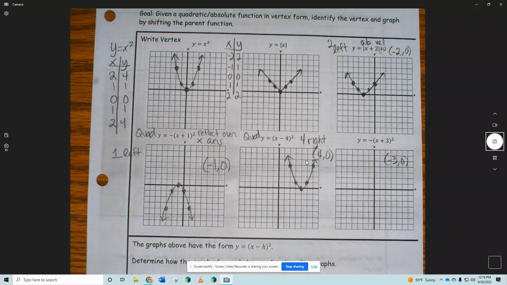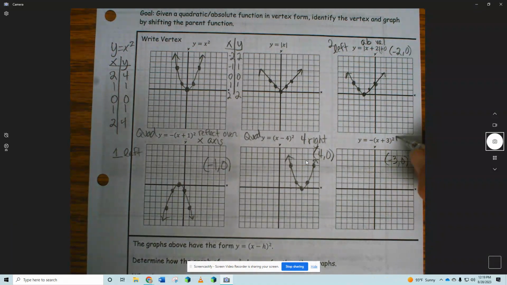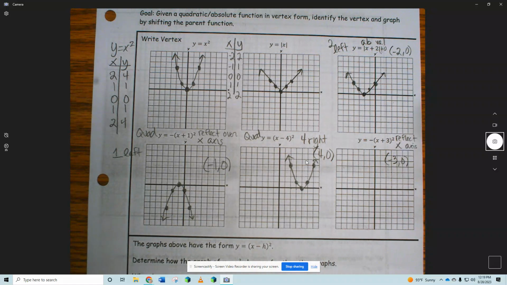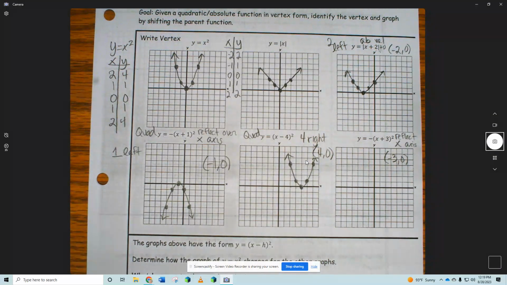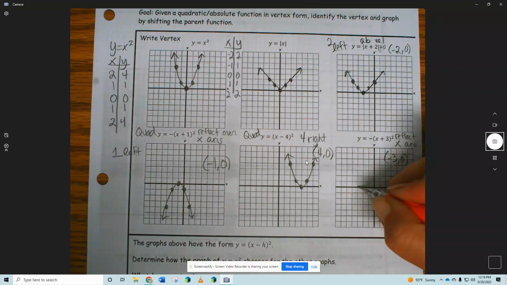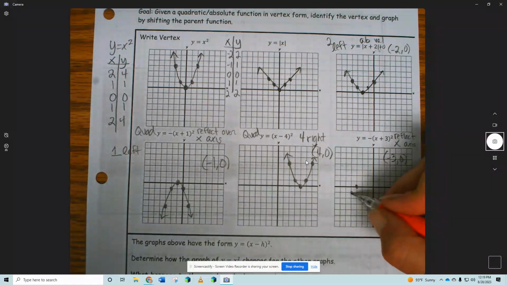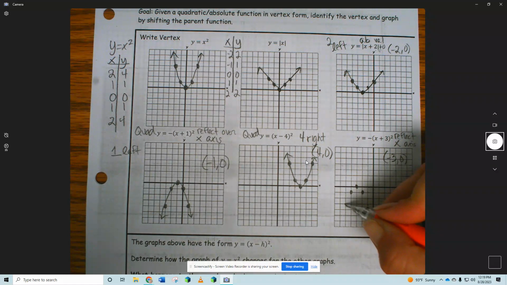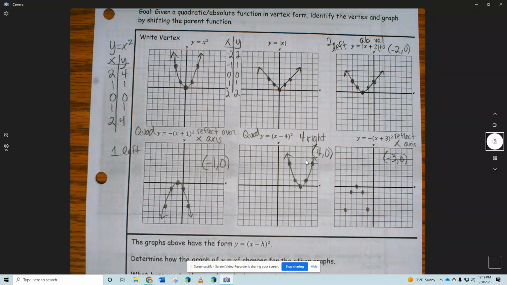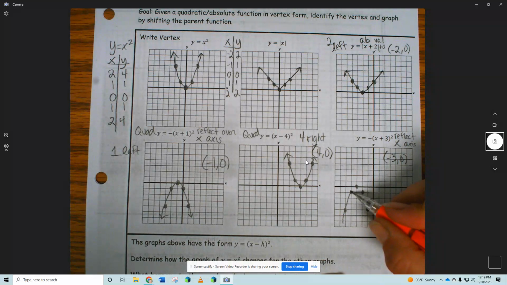It's reflected over the x-axis. Reflect x-axis. Right? Okay. -3, 0, facing downward. Over 1, down 1. Both directions. Over 2, down 4. Yay! And most of your graphs, when I was walking around, looked really good.